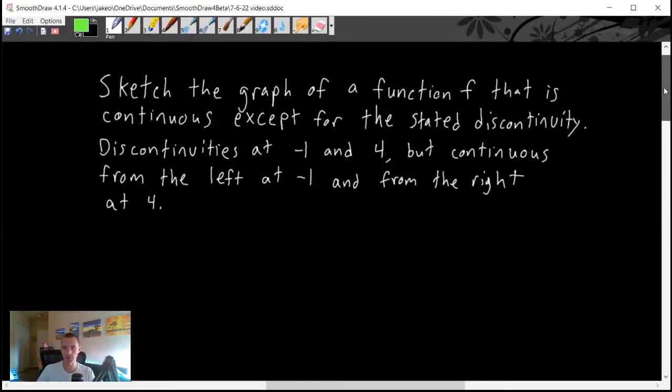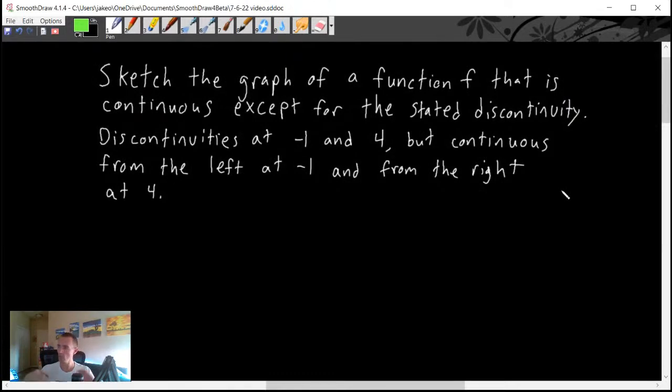So let's go ahead and move on to this next problem here. Here we're going to basically reverse engineer the last problem that we did.